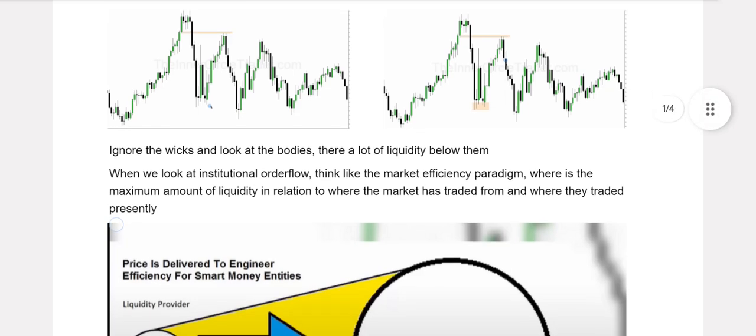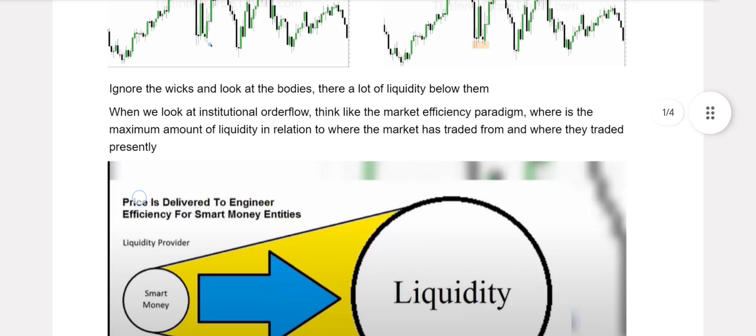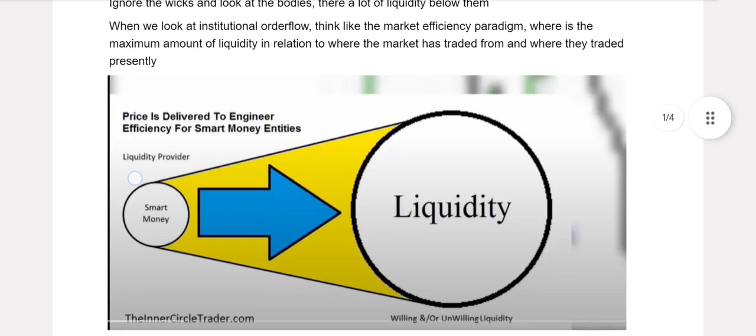And when we look at institutional order flow, think like the market efficiency paradigm: where is the maximum amount of liquidity in relation to where the market has traded from and where it has traded presently? So when you are talking about institutional order flow, we should look at market efficiency and where the maximum amount of liquidity is.